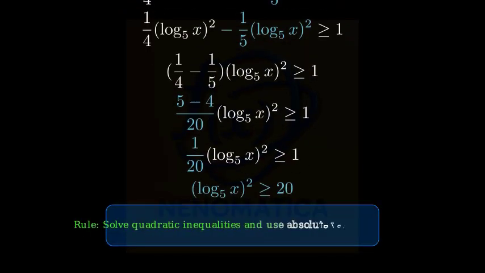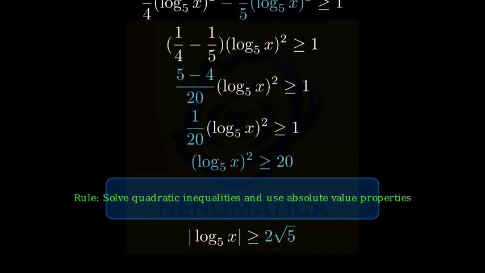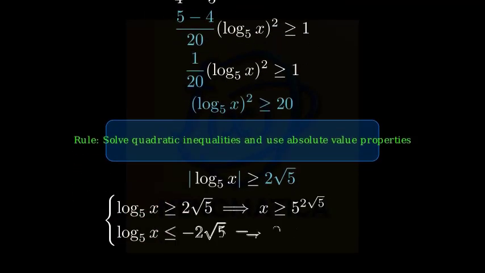Now, we can take the square root of both sides. When taking the square root of an inequality, we need to consider that the logarithm could be positive or negative, so we need the absolute value of the logarithm base 5 of x. This gives us the absolute value of logarithm base 5 of x is greater than or equal to the square root of 20, which is approximately 2 times the square root of 5. To resolve the absolute value, we need to split this into two cases.